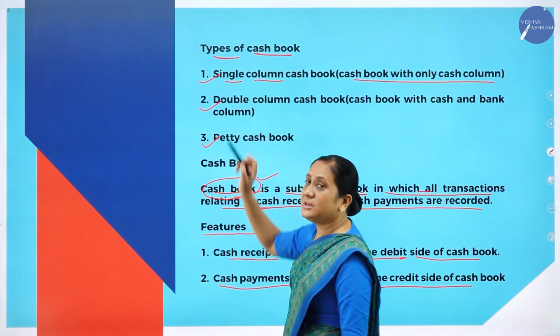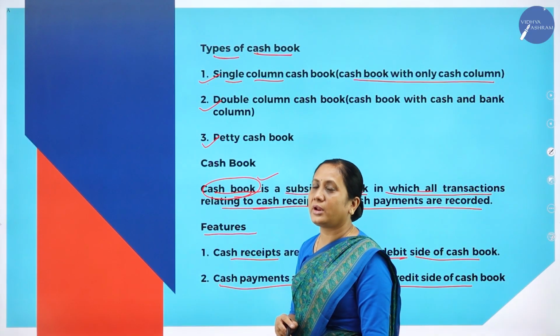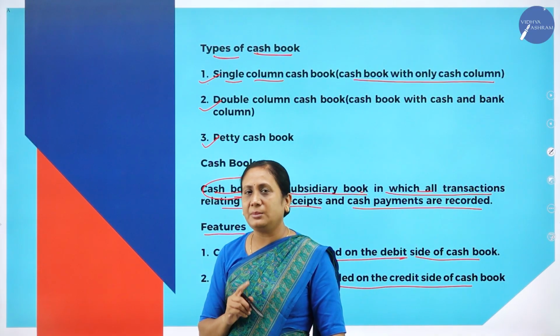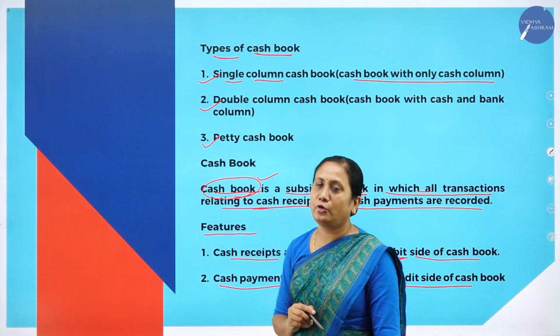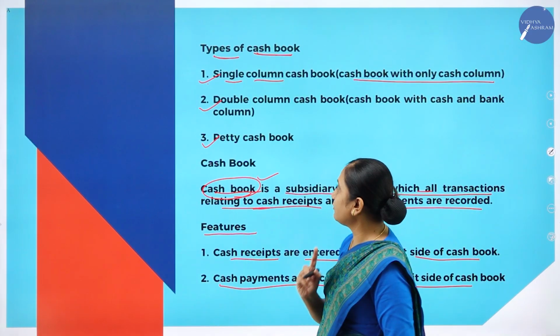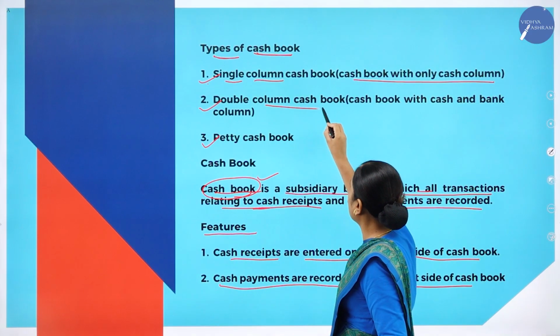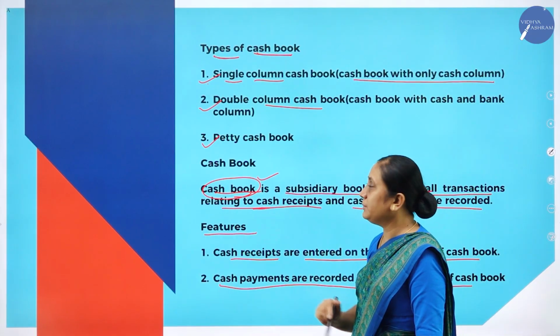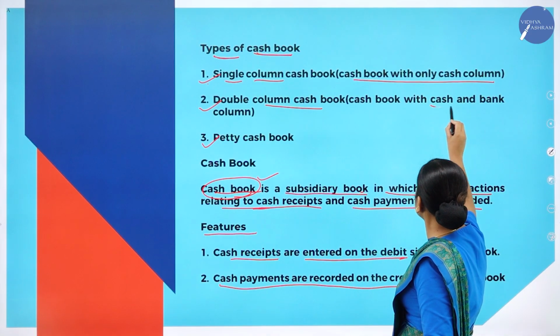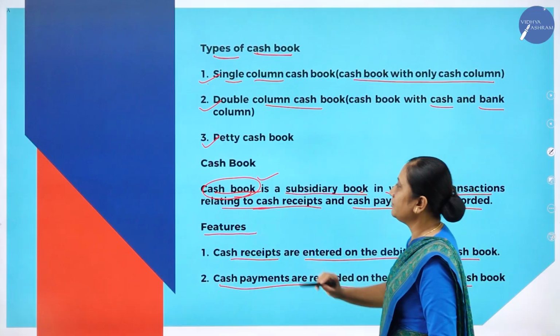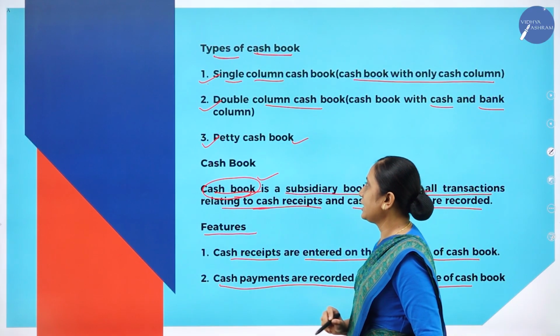Single. That means only one column will be there to record the amount. There will be only one amount column. To record the inflow and outflow of cash, there will be only one column. Next is double column cash book, in which two columns will be there in the cash book. One is the cash column and the other one is the bank column. And the next is petty cash book.